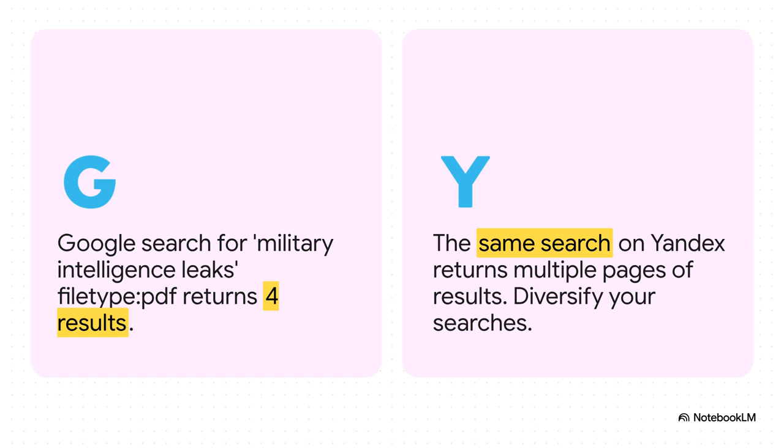A search on Google for military intelligence leaks, specifically PDFs from 2020, gives you just 4 results. 4. The exact same search on Yandex, you get pages and pages of results. The lesson here is huge. Diversify your searches. Never, ever rely on just one source.